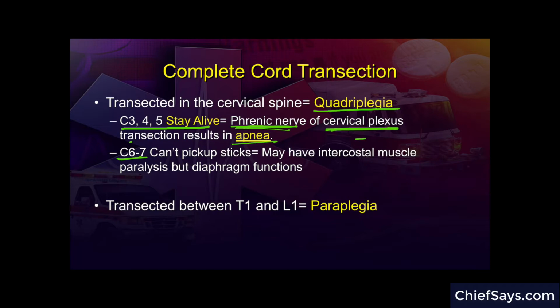If the person has a transection lower between T1 and L1, this may result in paraplegia, in which the person's lower extremities no longer are moving, but their upper extremities may still have sensation and they will be breathing, assuming that it's an isolated injury.